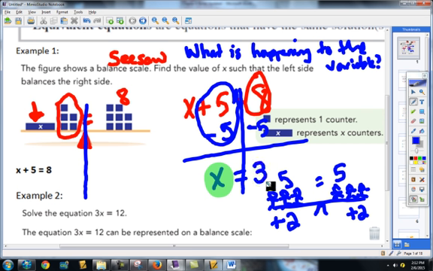So there's where I get x equals 3. And then you should always take it and plug it back in just to make sure that 3 plus 5 does equal 8, and it does.